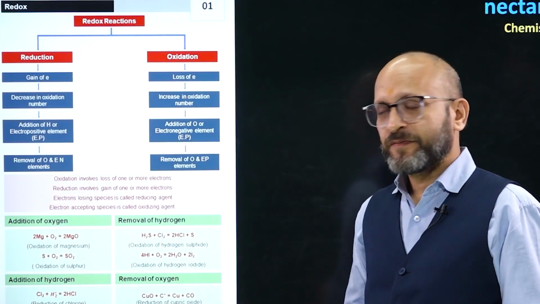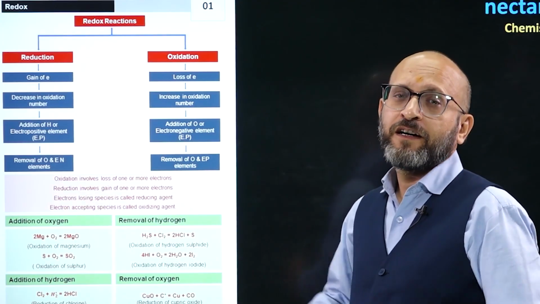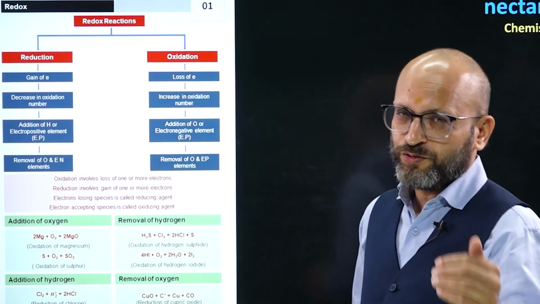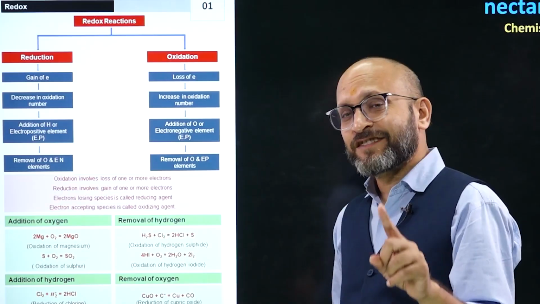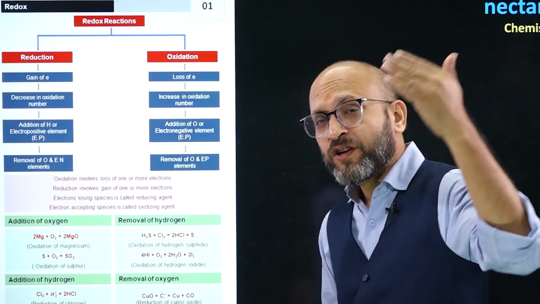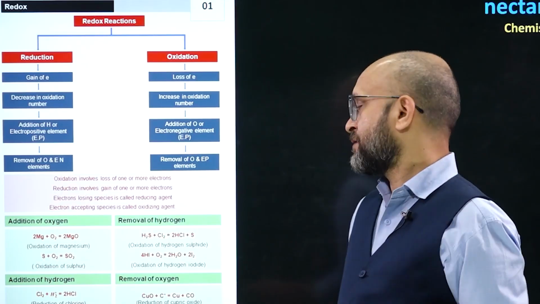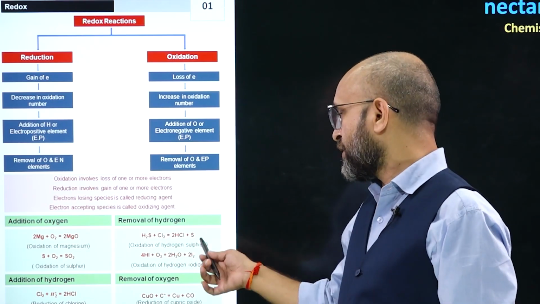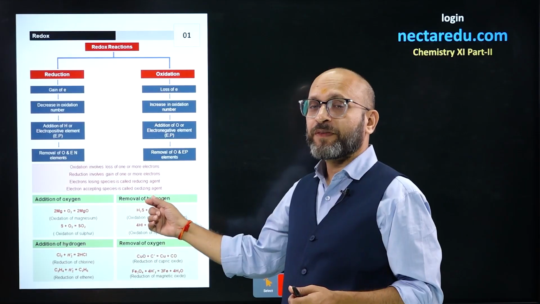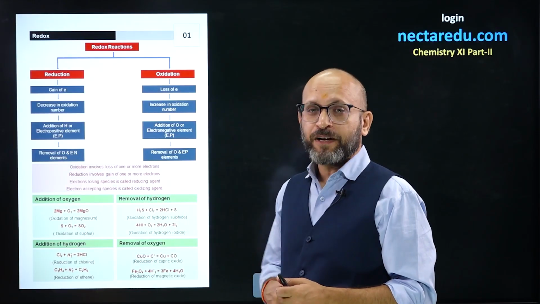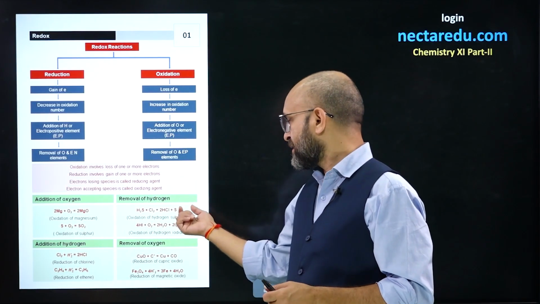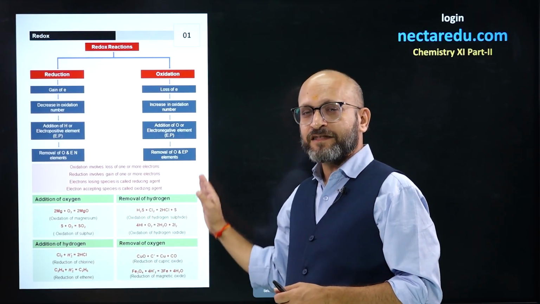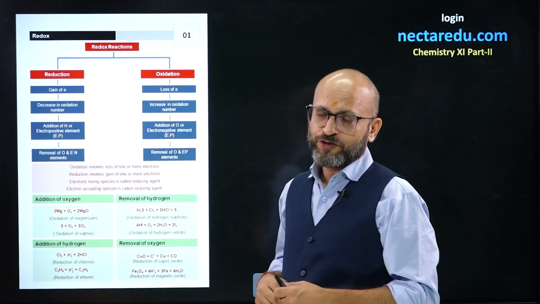Here what is happening? Removal of hydrogen. This again means oxidation. Just before this I explained to you that addition of hydrogen is reduction. So removal of hydrogen will be oxidation. H2S plus Cl2 converts into HCl plus sulfur. So sulfur is getting separated from hydrogen. So this is the oxidized form of H2S. H2S is the reduced form of sulfur and sulfur is the oxidized form of H2S.